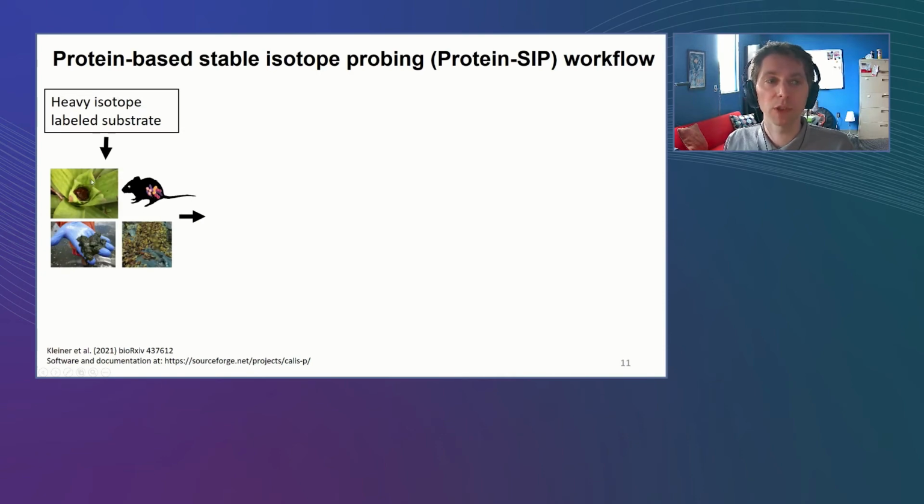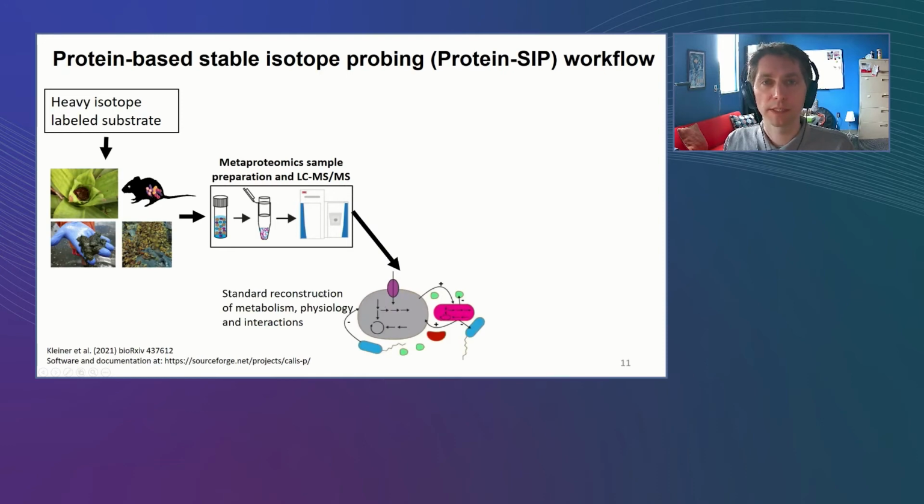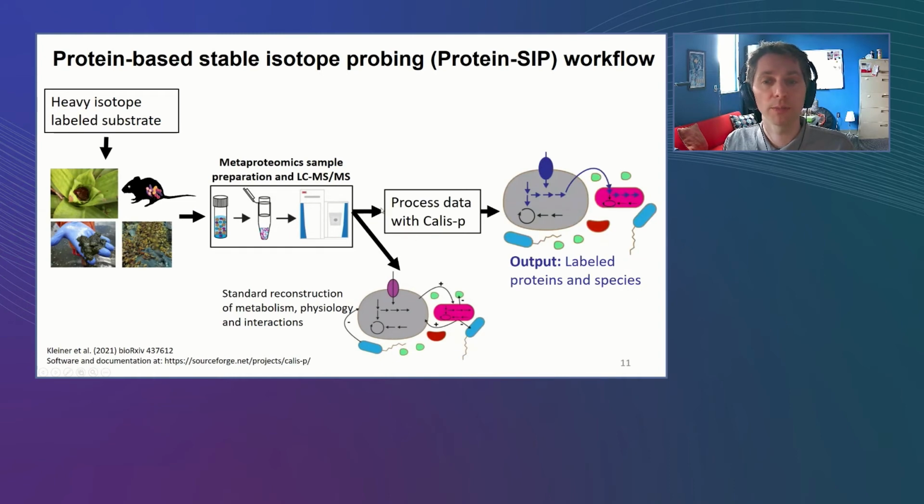Then, of course, you have to do some kind of an incubation experiment where you apply the labeled substrate to your community. We then run a standard metaproteomic sample preparation and LC-MS measurements. And we can, of course, then use this data for the standard metaproteomics workflow that I mentioned earlier. You can use it for reconstruction of microbial community metabolism. But at the same time, we can use the same exact data to now also process with our CALIST software to determine which proteins were labeled using this particular substrate and which species have been labeled. So we really can make the connection between substrates and species and proteins.